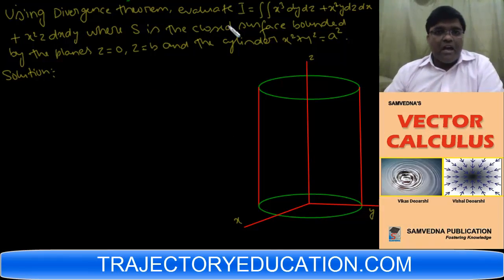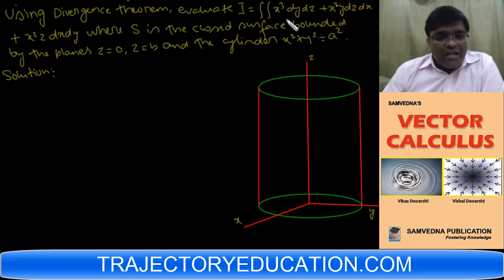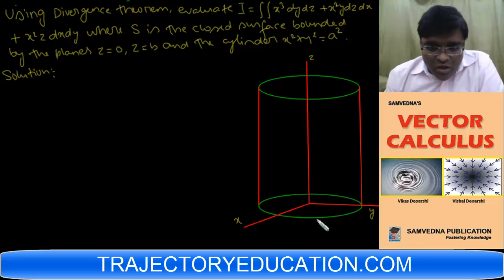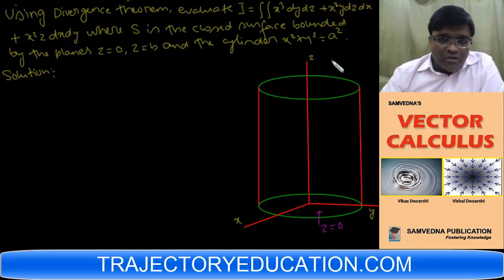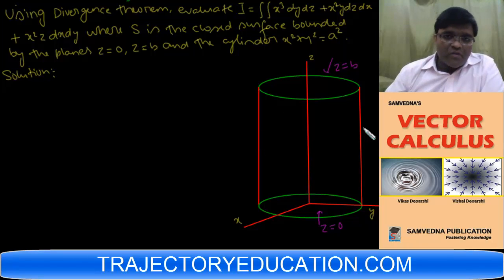Here we have to evaluate this integral I equals the surface integral of x cube dy dz plus x square y dz dx plus x square z dx dy, where S is the closed surface bounded by the plane z equal to 0, which is this plane, z equal to b, and the curved surface cylinder x square plus y square equal to a square. So here we have to evaluate this integral.